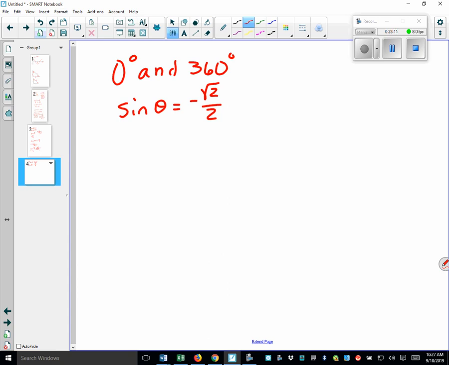What kind of triangle does that go with? 45. Agreed? It helps if you know that. Now, what quadrants is sine negative in? 3 and 4. So doesn't that mean in quadrant 3, I have 45? Yes. What is that? 225.